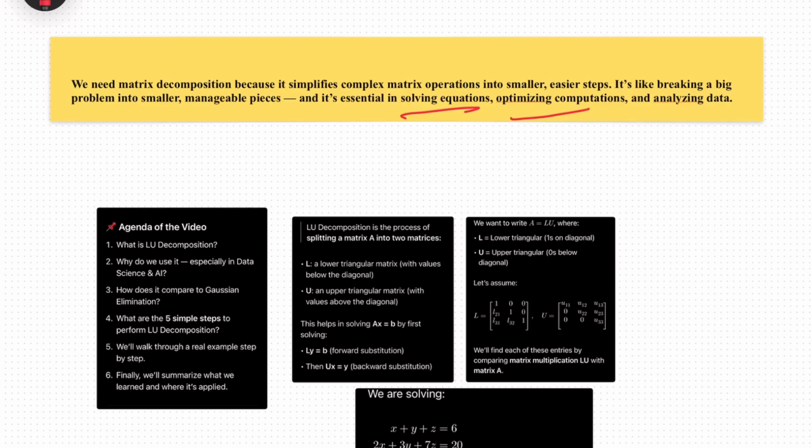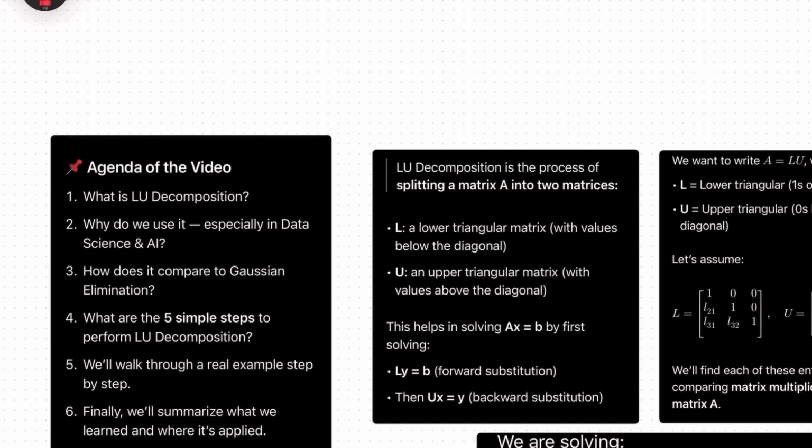Optimizing the computation means, say for example, you have an n-dimensional matrix and you need to calculate for each and every element. If you have a method where you can make some entries 0 or eliminate some entries, then it will obviously reduce the computation. The complexity of the computation can be reduced, so for that purpose we can use matrix decomposition.